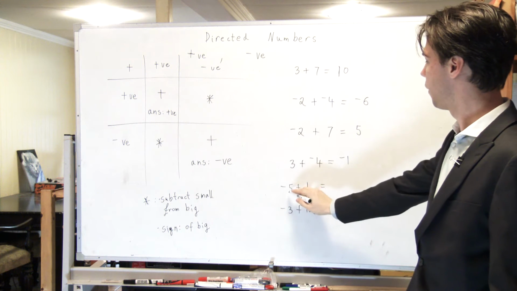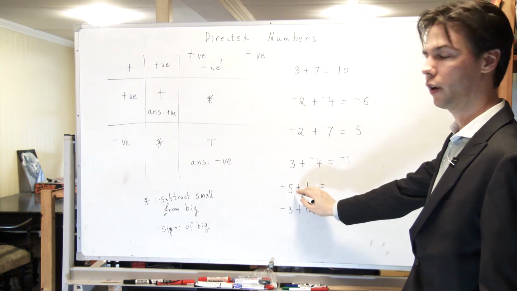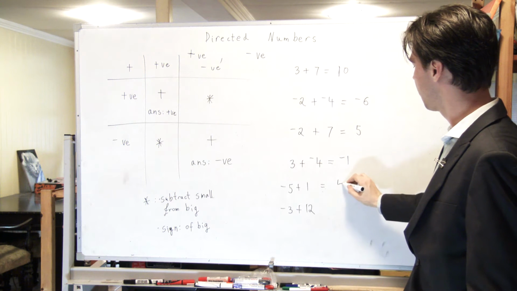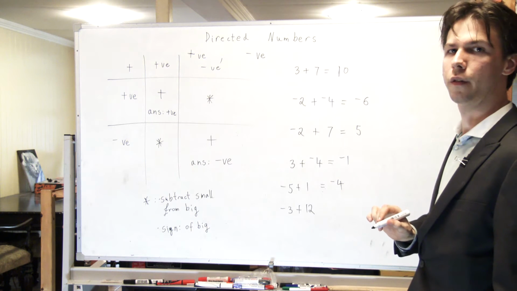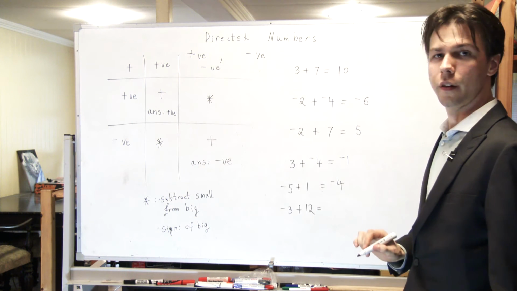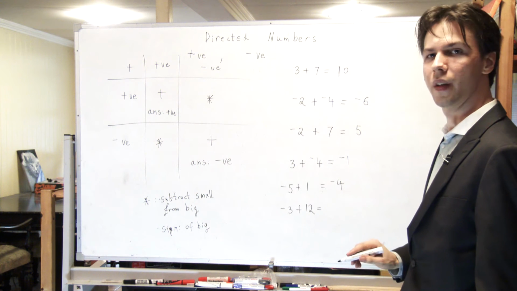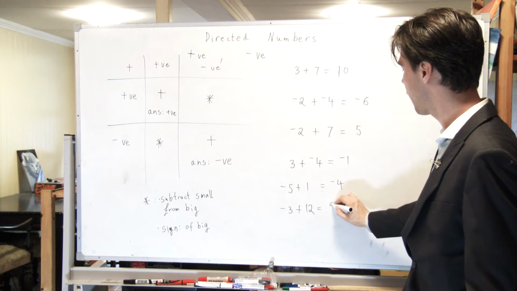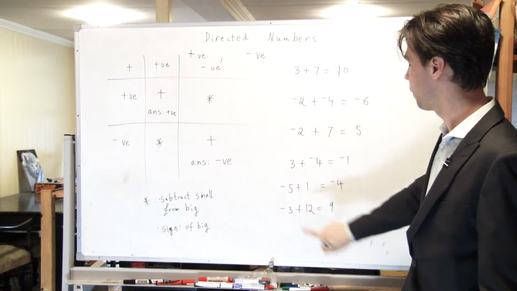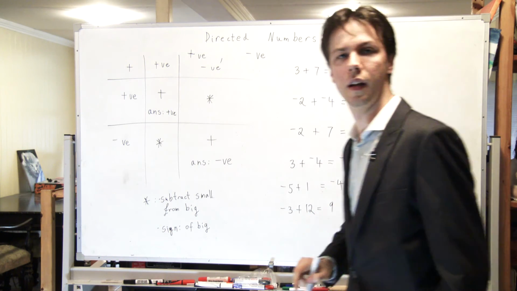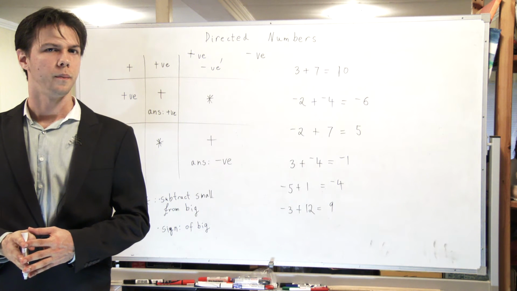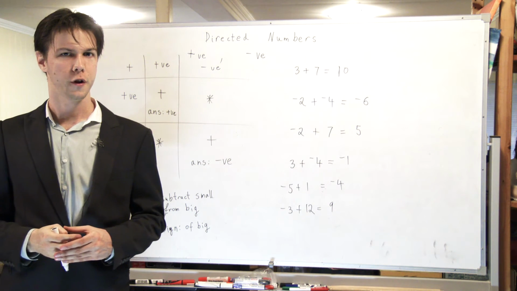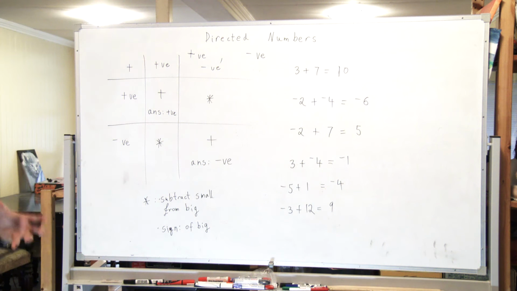Now over here, the bigger number is 5, ignoring the sign. 5 take 1 is 4, but the bigger number was a negative, so it becomes negative 4. And over here, I have 12 and 3. 12 take 3 is 9. The bigger number, 12, was positive, so the answer is positive. Now, if you can internalize this trick and really soak it up, you're going to save yourself a lot of trouble.